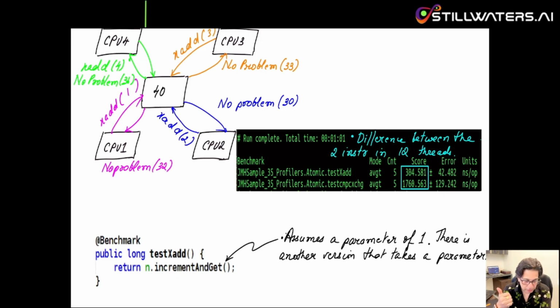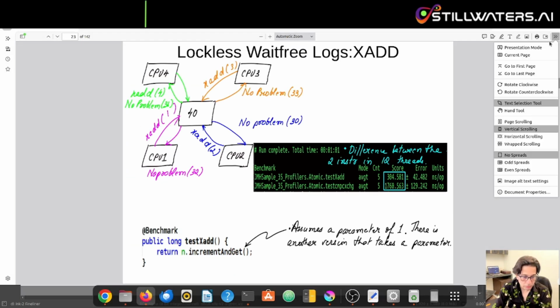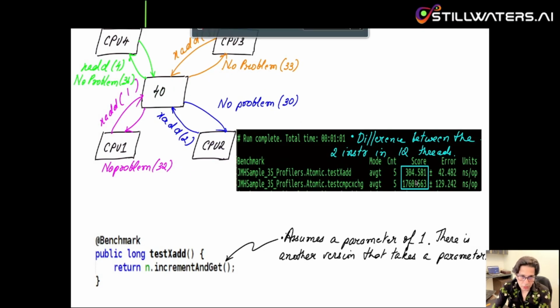So we have another example here. This time it's with 12 threads, and you see that XADD, the number of nanoseconds per operation it takes, is a lot less, maybe 4 to 5 times less than compare and exchange. Both these instructions are a great alternative to your traditional locking.